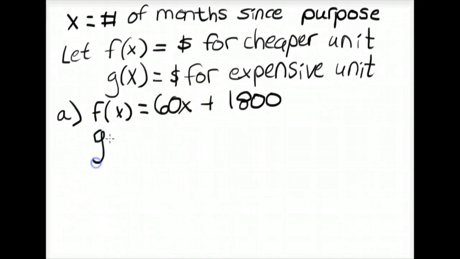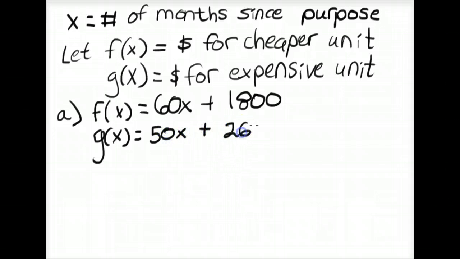G of x, on the other hand, is going to be the same idea but for the other information. So this one costs $50 a month to operate plus the starting cost of $2,600, so g of x equals 50x plus 2600.